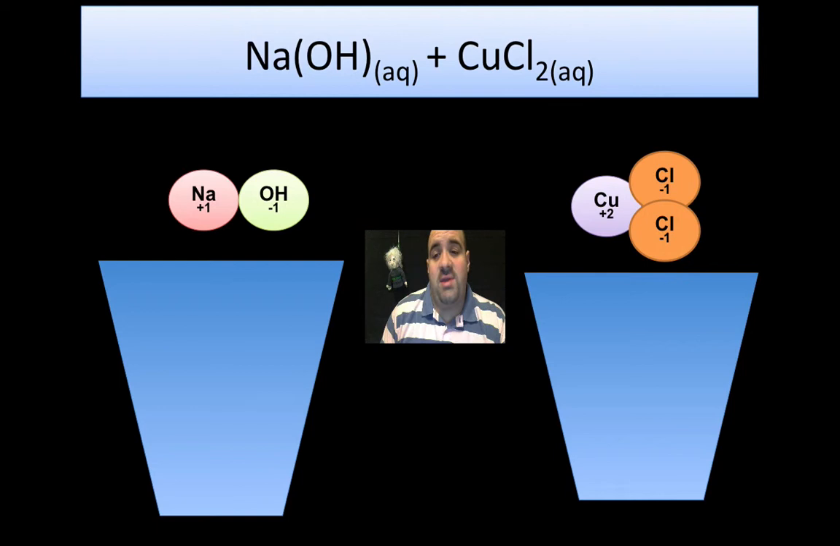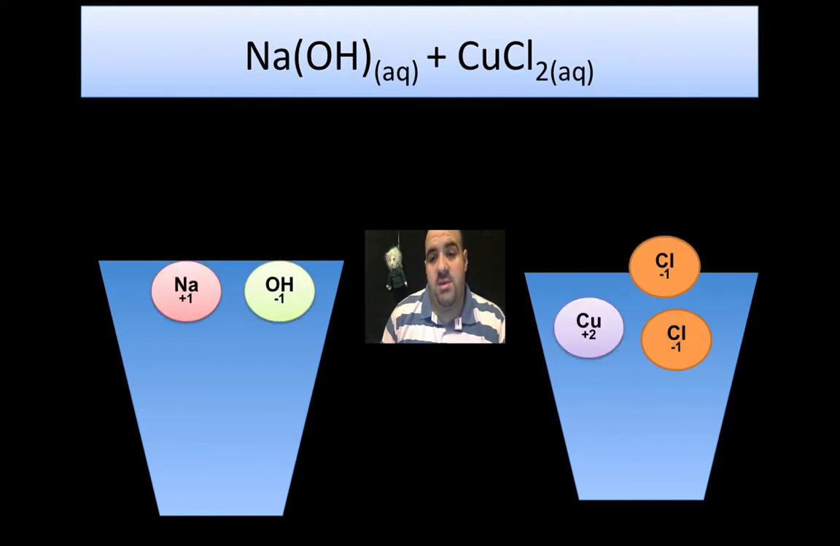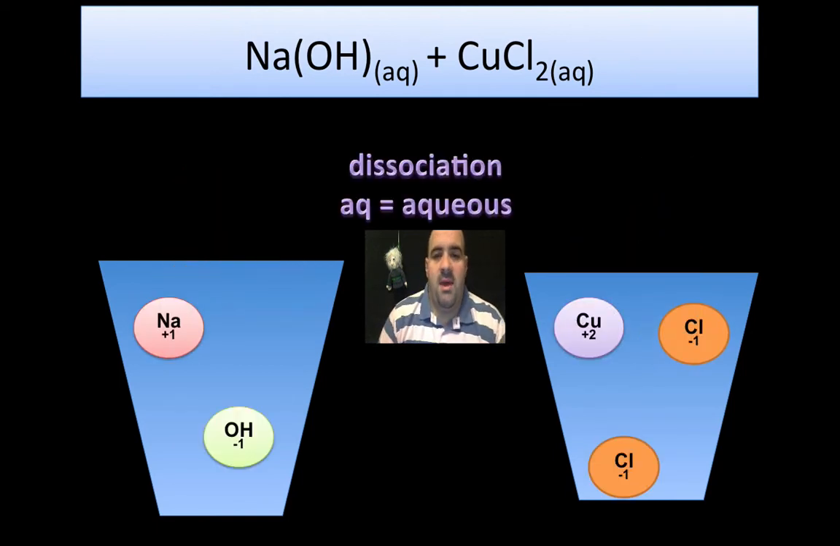And the copper chloride is also going to dissociate. So we're dropping them in, and we have dissociation. We now have aqueous solutions. We have an aqueous solution of sodium hydroxide, NaOH aqueous, and we have copper chloride aqueous. Everything's separated, dissociated. So our idea is what happens now if we mix these two things together.